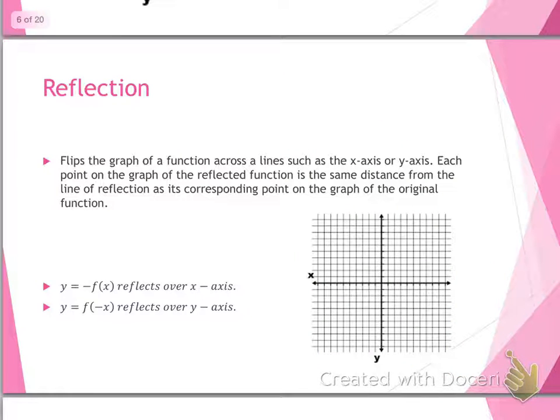Okay, a reflection flips the graph of a function across a line such as the x-axis or y-axis. Each point on the graph of the reflected function is the same distance from the line of the reflection, so you're going to be mirroring it to the corresponding original function. Okay, so let's put an original function on here. So let's do something like this. So if I'm reflecting over the x, it should mirror it.